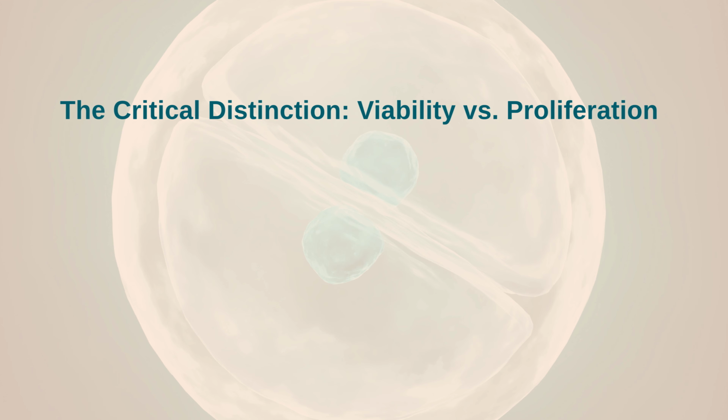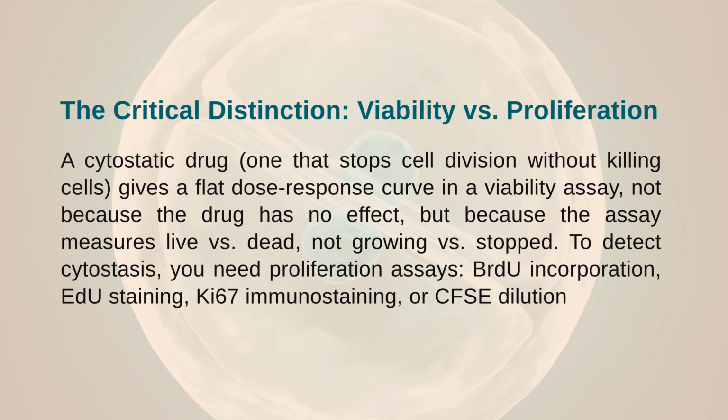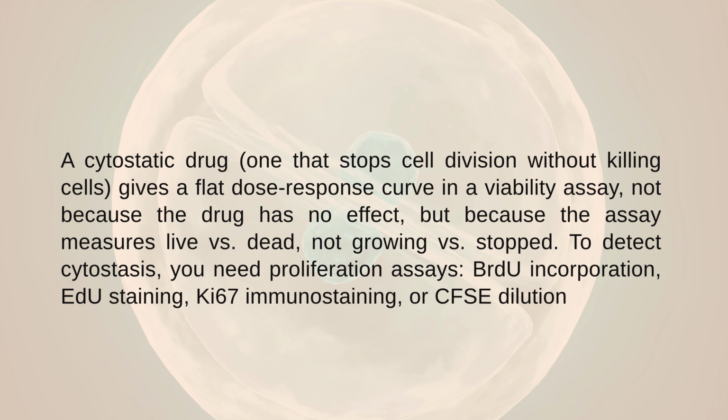The critical distinction: viability versus proliferation. A cytostatic drug, one that stops cell division without killing cells, gives a flat dose-response curve in a viability assay. Not because the drug has no effect, but because the assay measures live versus dead, not growing versus stopped. To detect cytostasis, you need proliferation assays: BrdU incorporation, EdU staining, Ki67 immunostaining, or CFSE dilution.